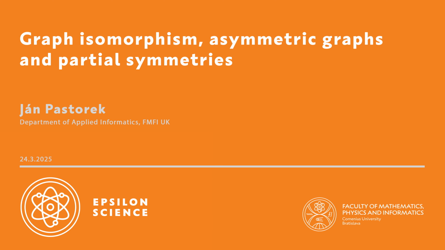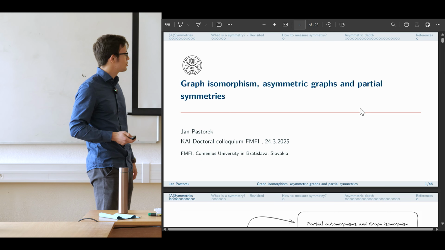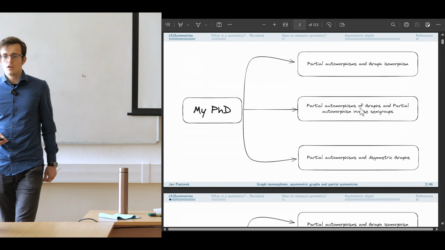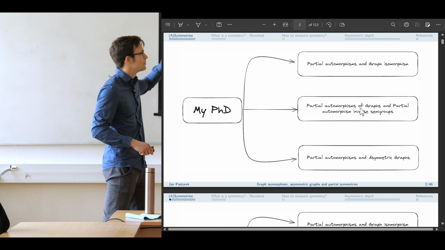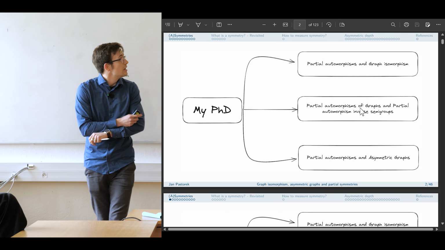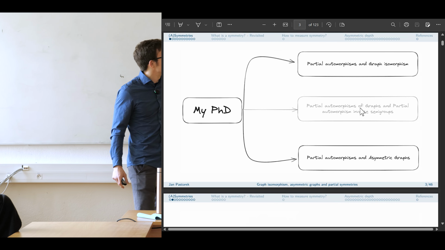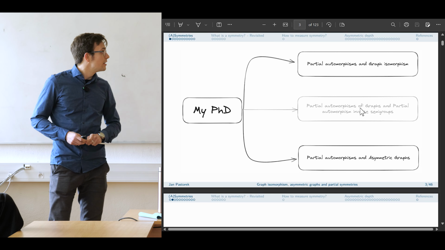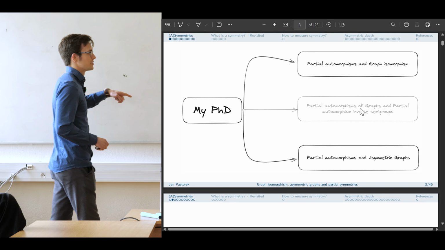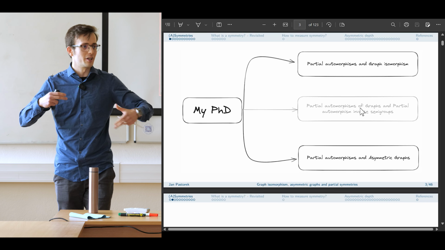And I will tell you something about graph isomorphism problem and asymmetric graphs and partial symmetries. So this is going to be just a part of what I deal with in my PhD. And all of these topics deal with partial automorphisms of graphs. And I chose for you just some part of it. So I'm going to tell you something more about the part that deals with partial automorphisms and graph isomorphism problem, and partial automorphisms and asymmetric graphs. And these are all new terms, so we will go through them and define them.